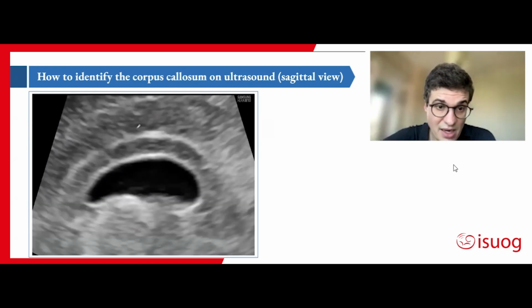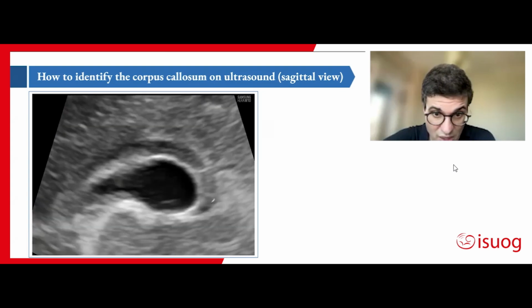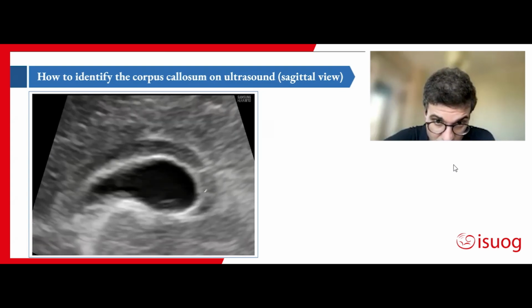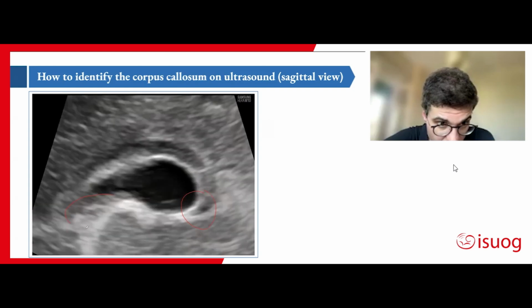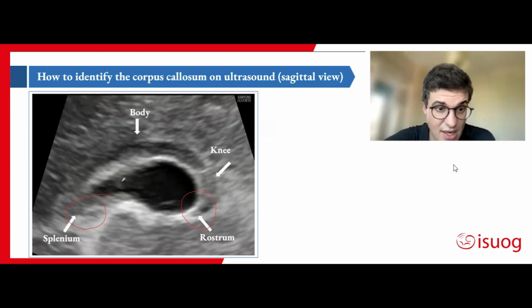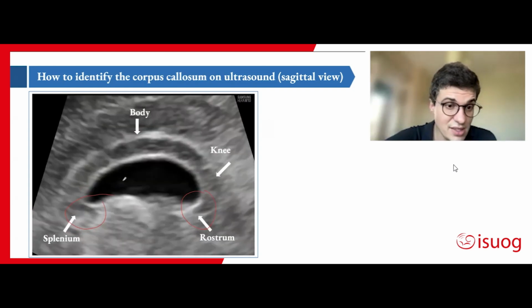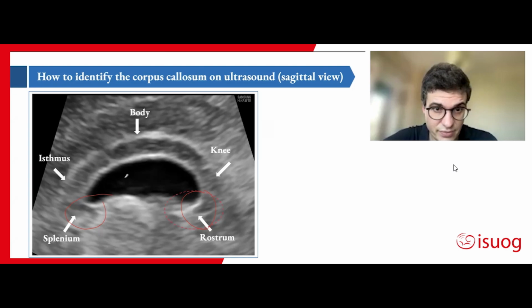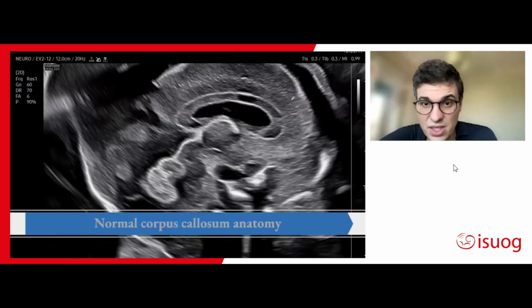So can you see this is a magnified picture of the corpus callosum in which we can see the different parts. Can you see this part is the anterior inferior part, which is the rostrum, and this other one is the posterior inferior part, which is the splenium. It is important because at least in most of the cases of partial agenesis of the corpus callosum, we have the splenium which is missing. This is another example.